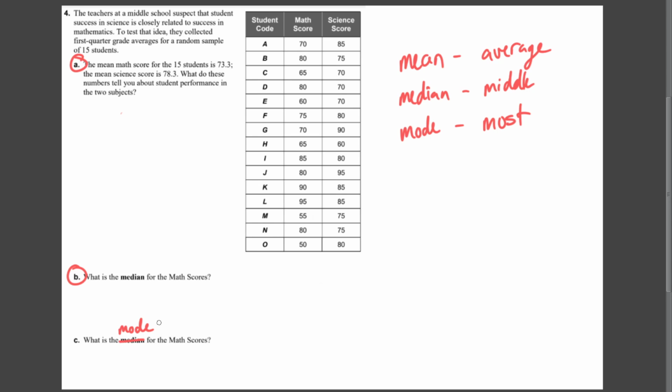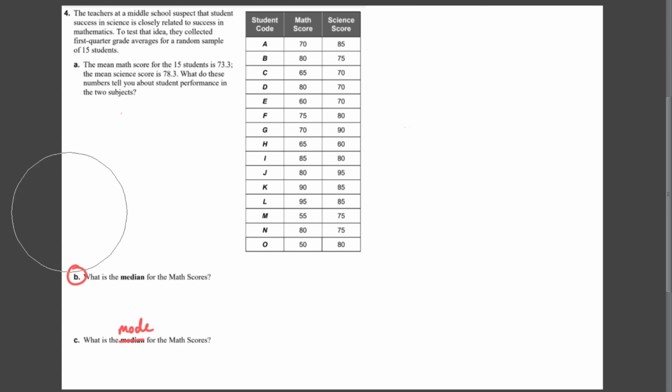But this is supposed to be mode. So if you are finding mode, you're just finding which number occurs the most. Cool? That's the first three questions. Let's move on to the back ones.